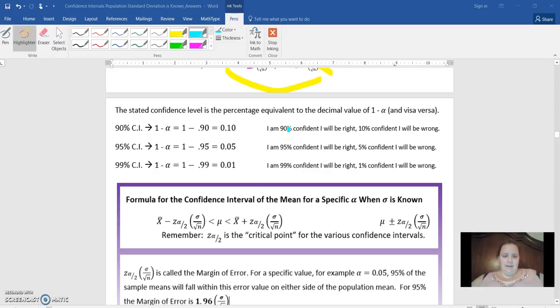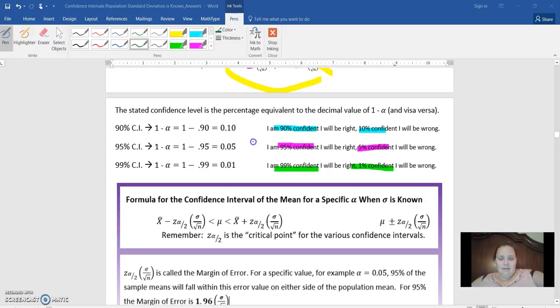Hang on that piece. I want to explain being 90% confident, being 95% confident, and being 99% confident. If I'm 90% confident I'm going to be right, then there's a 10% chance I could be wrong. If I'm 95% confident I'm right, then there's a 5% chance I'm going to be wrong, like 100 minus 95. If I'm 99% confident I'm going to be right, then there's a 1% chance I'm going to be wrong.